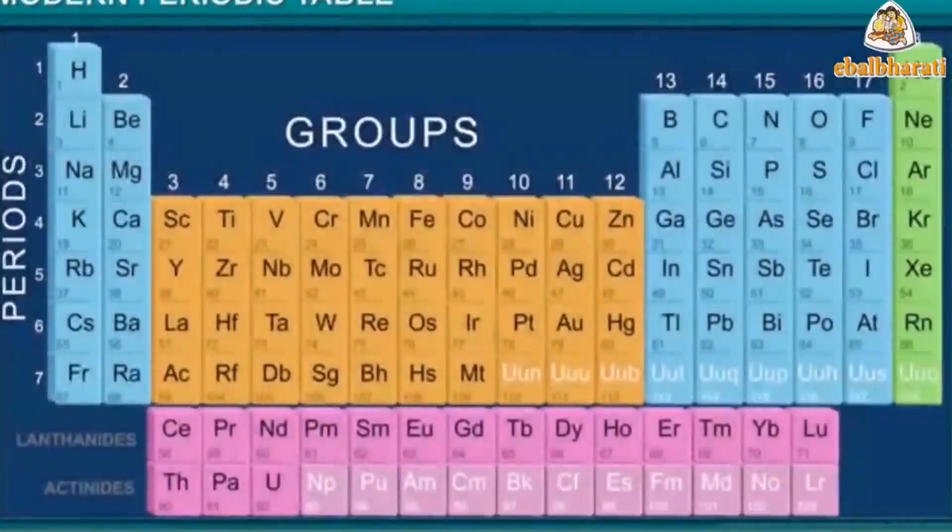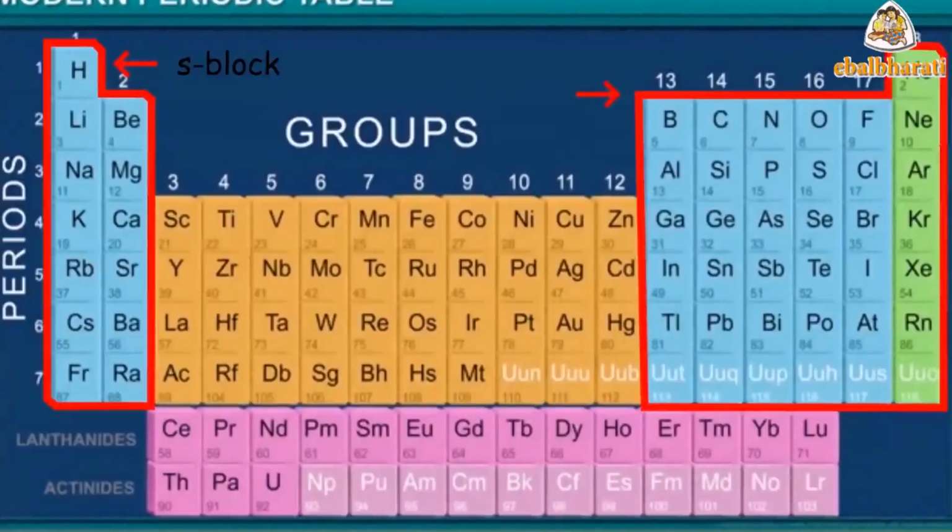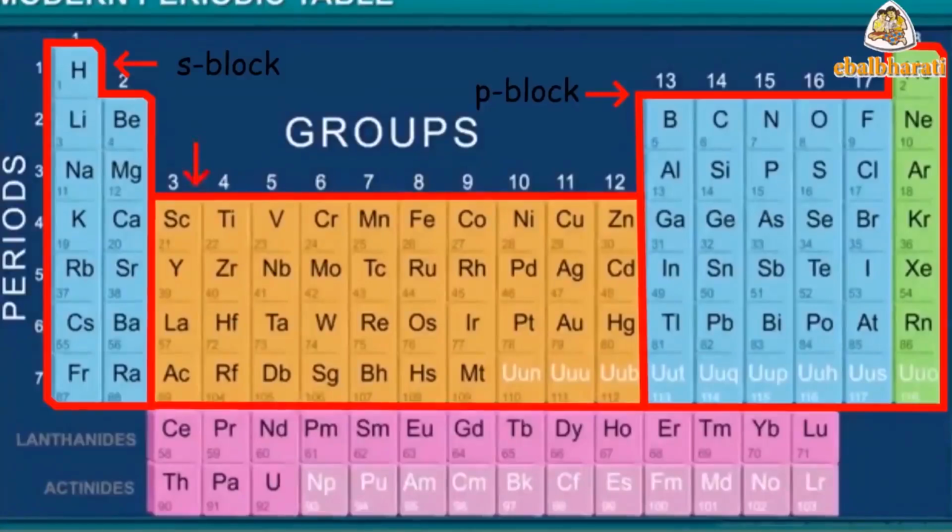In the modern periodic table, the overall shape shows that it is divided into 4 blocks. 2 groups on the left form the S block, 6 groups on the right constitute the P block, 10 groups in the center form the D block, and the 2 series at the bottom constitute the F block.